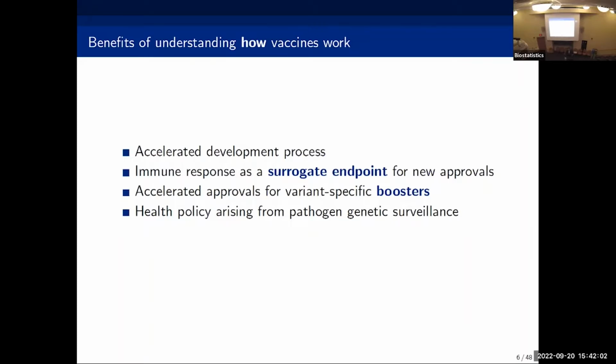Instead, there's an accelerated approval pathway whereby companies can show that their vaccine produces a certain amount of the right immune response and is safe, and gain licensure and approval in that way. And then, of course, there's health policy. If we understand which mutations along, let's say, the spike protein are likely to lead to decreased vaccine efficacy, well, that can help inform health policy as well, right?